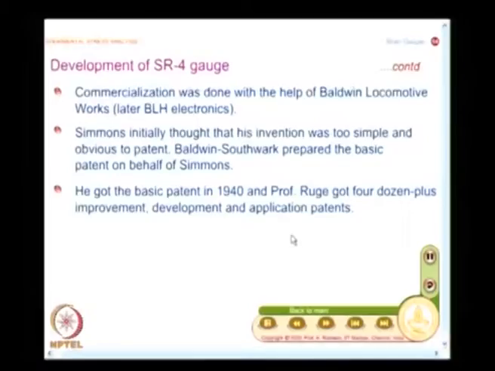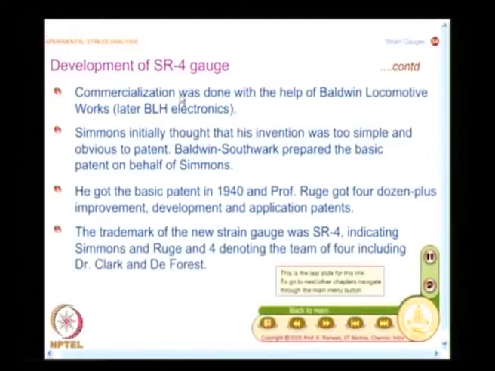It is very important. So, that is how BLH Electronics did the commercialization. Simmons initially thought that his invention was too simple and obvious to patent, so it was only Rouge who decided to patent the work. At that time they found Simmons' work and they were disappointed. At that time De Forest, from his experience, brought these two teams together.